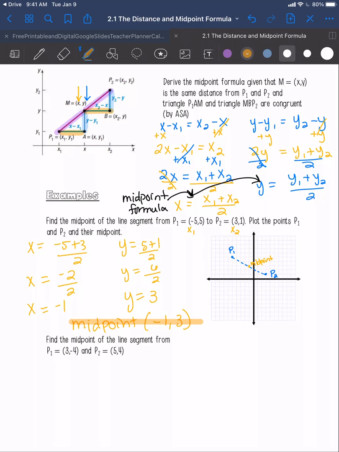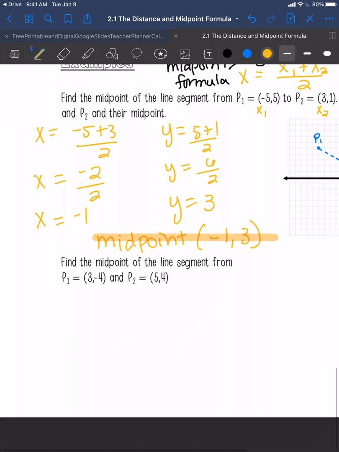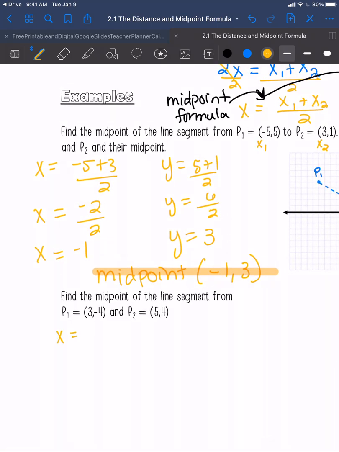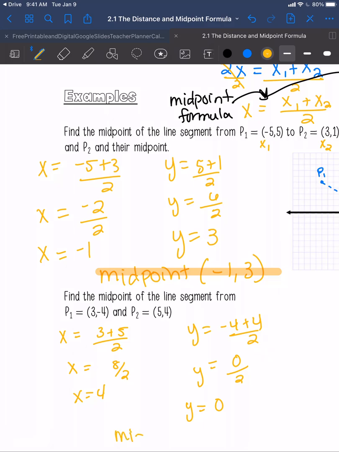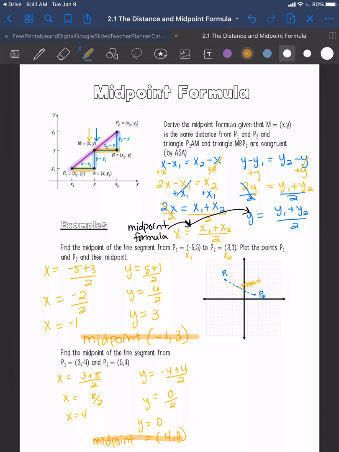And last one here, find the midpoint of the line segment from P1 to P2. We just don't have to graph anything here. So our x-coordinate is going to be 3 plus 5 divided by 2, which is 8 divided by 2. So our x-coordinate is 4. Our y-coordinate is going to be negative 4 plus 4 divided by 2. That's 0 divided by 2, which is 0. So the midpoint here would be the ordered pair 4, 0. And that is it for distance and midpoint.